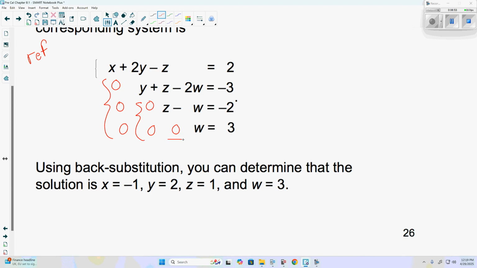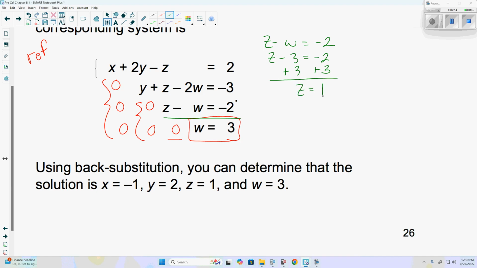And the reason we get there is, well, it tells us here that w is 3. And that's helpful because the equation above tells me that z minus w is -2. Well, I know w is 3. Okay. We can solve for z, telling us z is 1.